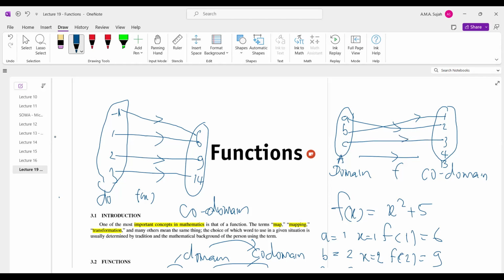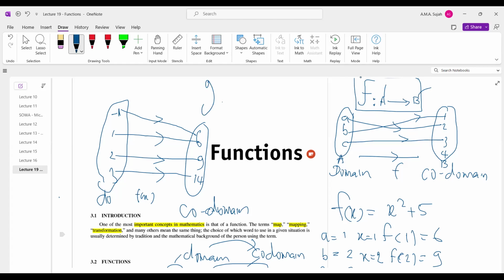So now we can define this function in notation, right? In the notation we can write this way: f is a function, then you put a colon, from A into B, right? So this is the way we can write it. This says that f is a function from A into B, where A is the domain and B is the codomain, right?